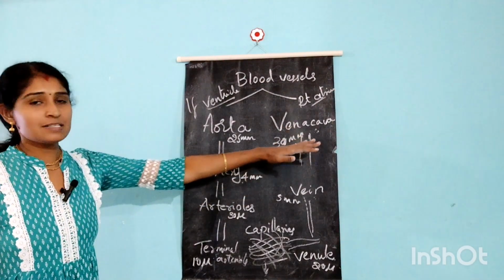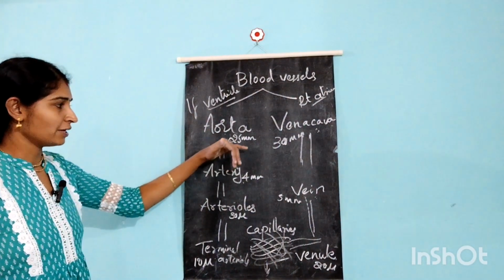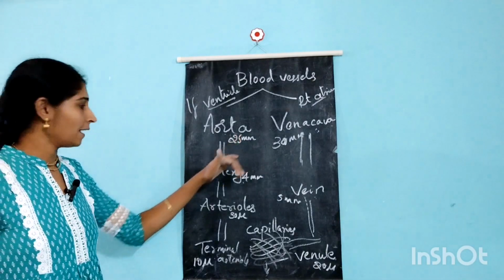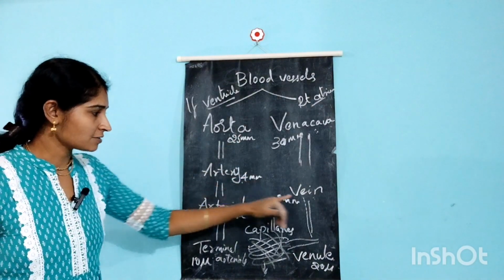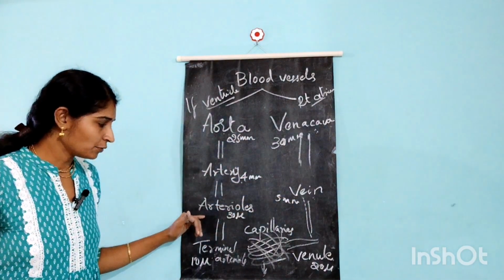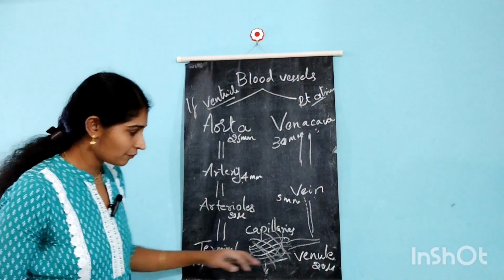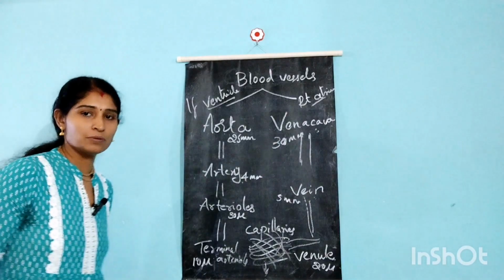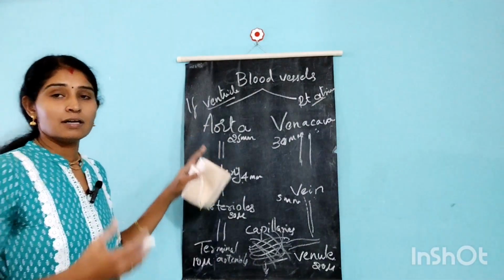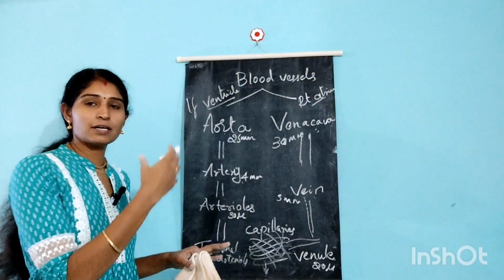The size of the vena cava is 30 mm, whereas aorta is 25 mm. And the artery is 4 mm, whereas the vein is 5 mm. Arterioles are 30 micro, terminal arterioles are 10 micro, venules are 20 micro. Is this clear, how the circulation from the aorta takes place?